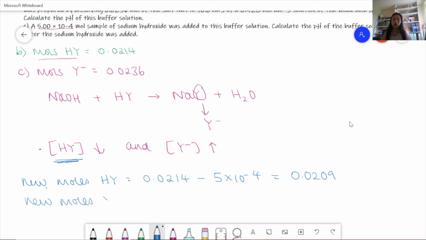We do the same thing with the Y minus. So new moles of Y minus is equal to 0.0236, but this time we add the 5 times 10 to the minus 4 because the overall concentration of the Y minus increases. So the overall moles of Y minus must increase. And this gives us 0.0241.